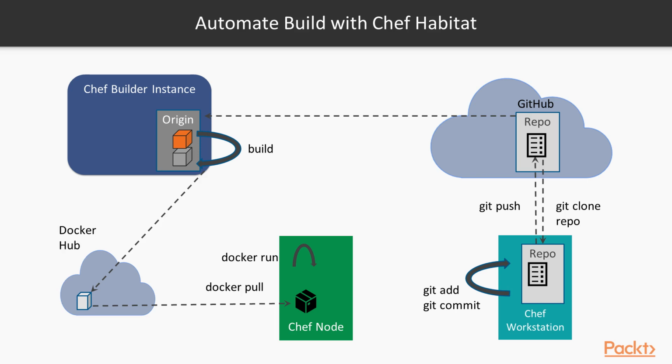As soon as your GitHub account is updated with the git push command, the Chef Builder instance triggers the build and automatically creates the image and everything and pushes that image to our Docker Hub as well. So we will see how we stitch up these three different tools: our Chef Builder instance, our GitHub account, and our Docker Hub account. So let's start with it.